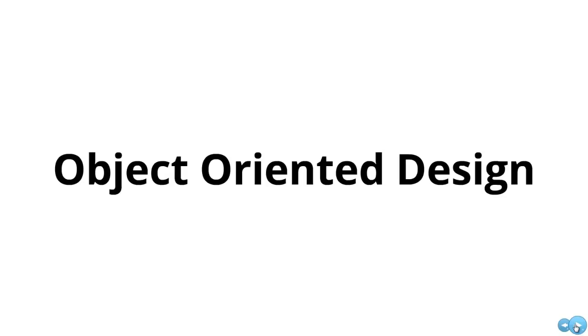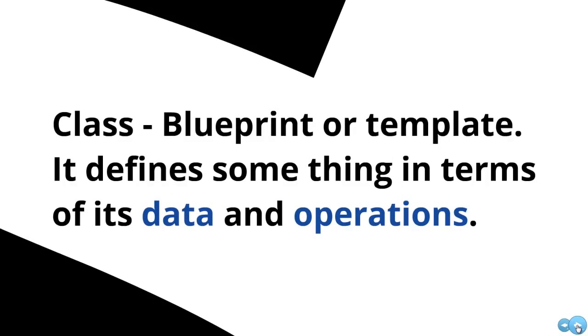One of the main things that we need to get an understanding of when we start talking about object-oriented design or object-oriented programming is this idea of what is an object and what is a class. In terms of classes, we say that a class is simply a blueprint or a template. It's defining something in terms of data and operations. Let's look at some examples to clarify some of these ideas.